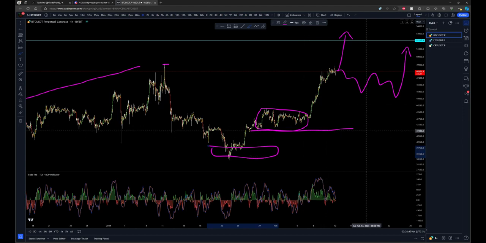So that's it for this video, really covering the strategy that I've been using, and also what I'm expecting next. There's not too much to update here. Just expecting higher. Pullback is fine. Not expecting a huge pullback, but then continuing higher. So that's going to be it for this video.